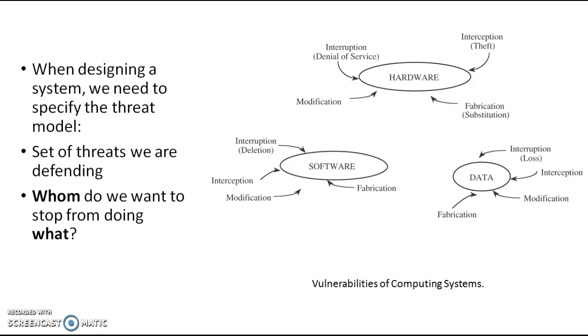As it says, when designing a system, we need to specify the threat model. This is important. It is the set of threats we are defining. What are the different threats? Whom do we want to stop from doing what? This is important, that which person is stopped from doing which activities in an organization.